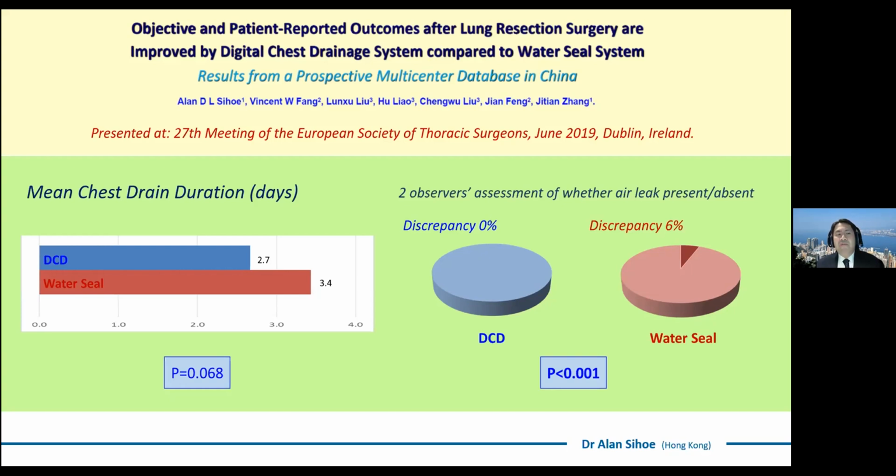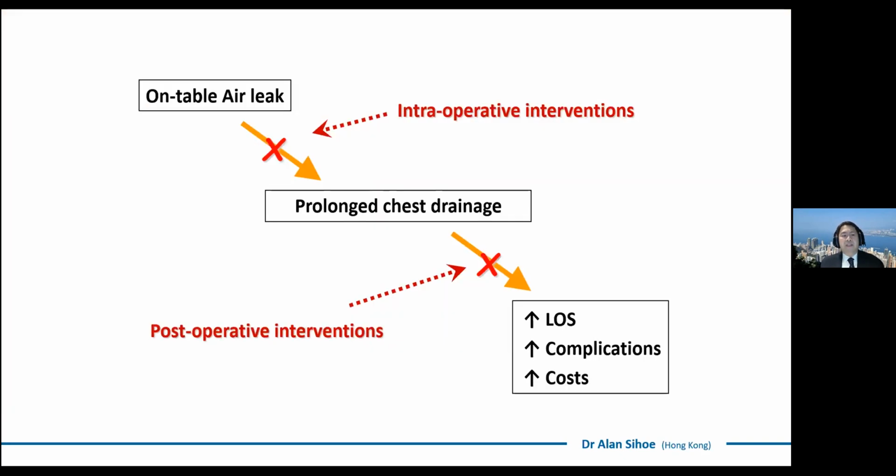One of the reasons for earlier chest drain removal might be because you're having a more objective assessment of postoperative air leak. And if you have a more objective assessment with less inter-observer discrepancy, you're probably more decisive and act quicker when you're making a decision on whether or not to remove the chest drain. But we'll come back to this in a minute. So these are all the options that you have available for post-operative intervention.